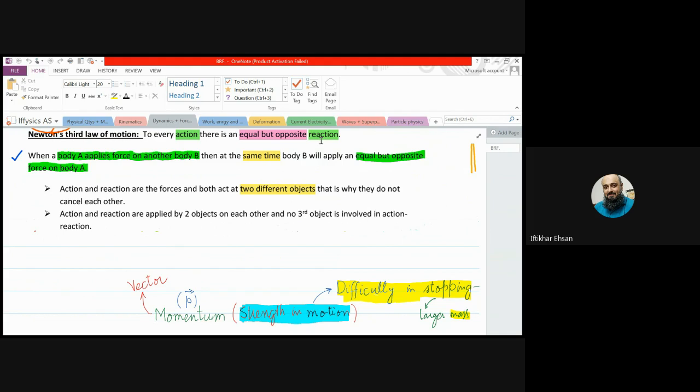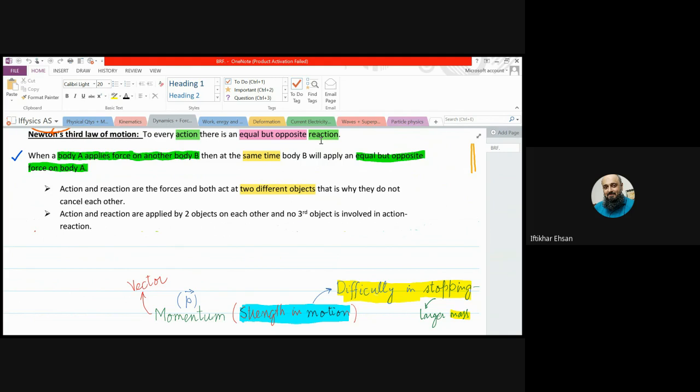But what do we observe when we push the water during swimming? When we are swimming, we push the water backward and the water pushes us forward. When we are walking, we push the ground backward and the earth pushes us forward. And the rocket pushes the gases downward and the gases push the rocket upward. The first force applied by the rocket on the gas, or the swimmer on the water, or the walker on the ground is the action. And the other force applied is the reaction. We say action and reaction are equal but opposite forces.